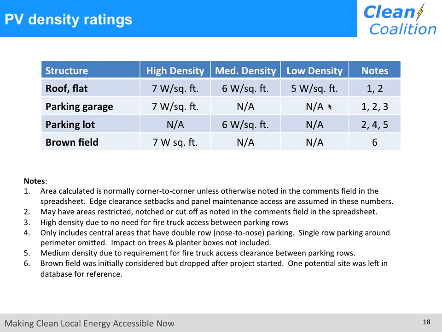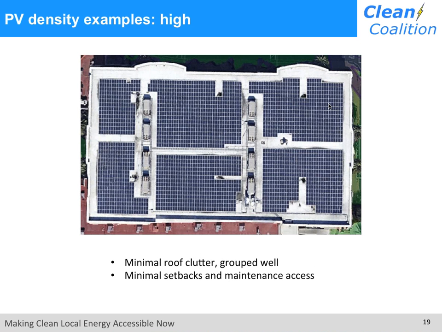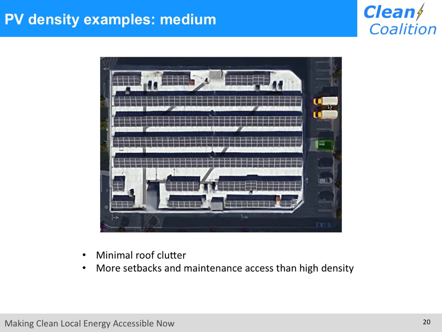So I'll give you examples of this. Here is an example of a high density rooftop. This is minimal roof clutter. The grouping is pretty well grouped. There's minimal setbacks and maintenance access. So you can get, we think, in this area, 7 watts per square foot out of this type of rooftop. For a medium, there is some roof clutter. There's more setbacks and maintenance access needed. And so this is a medium density example, so 6 watts per square foot here.